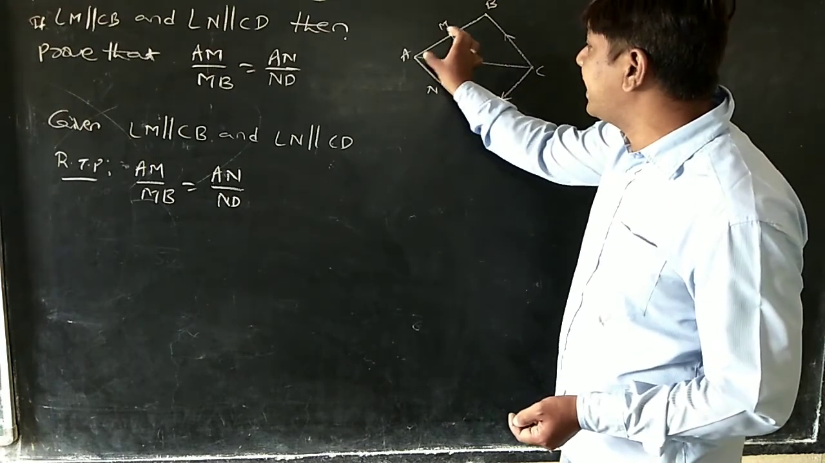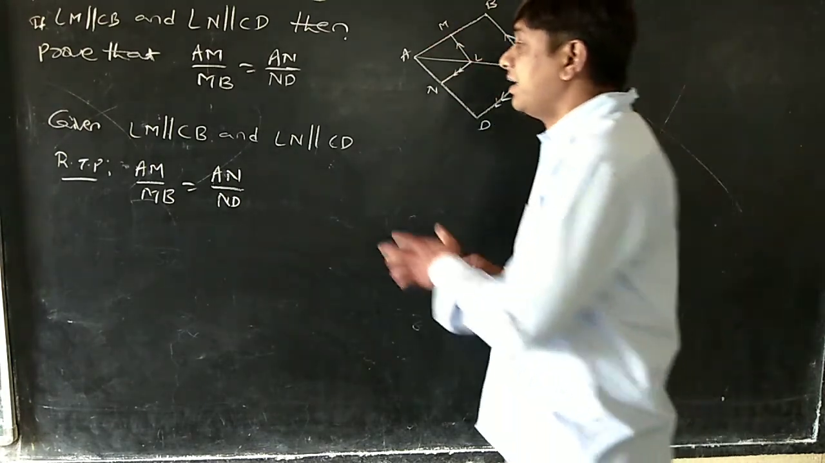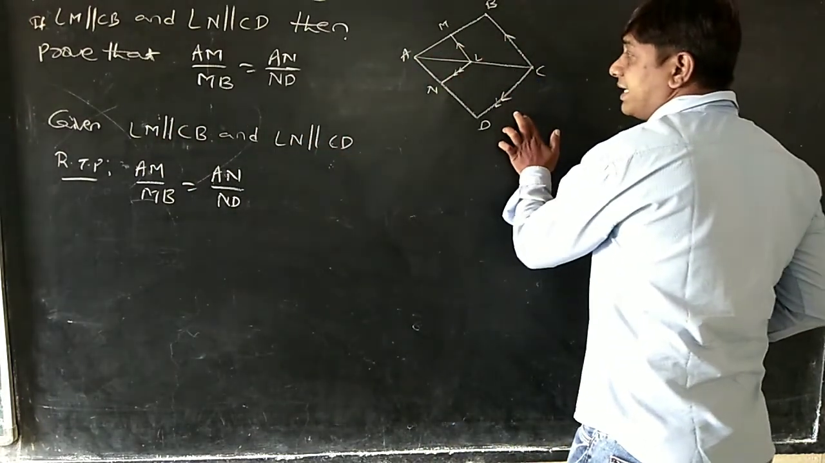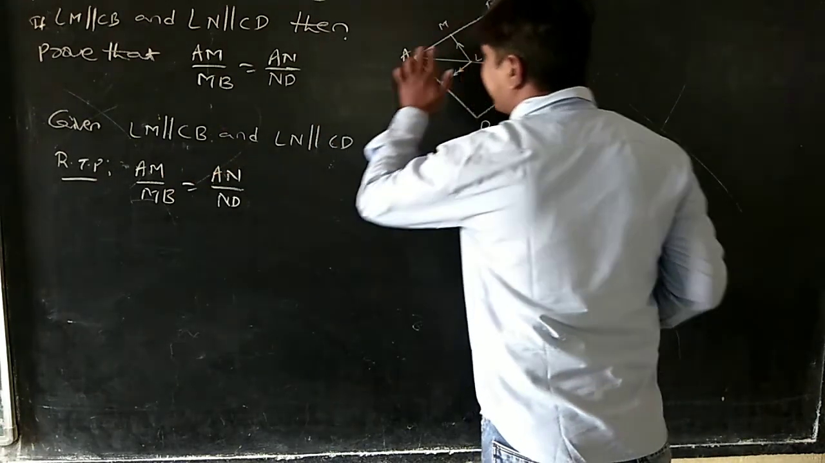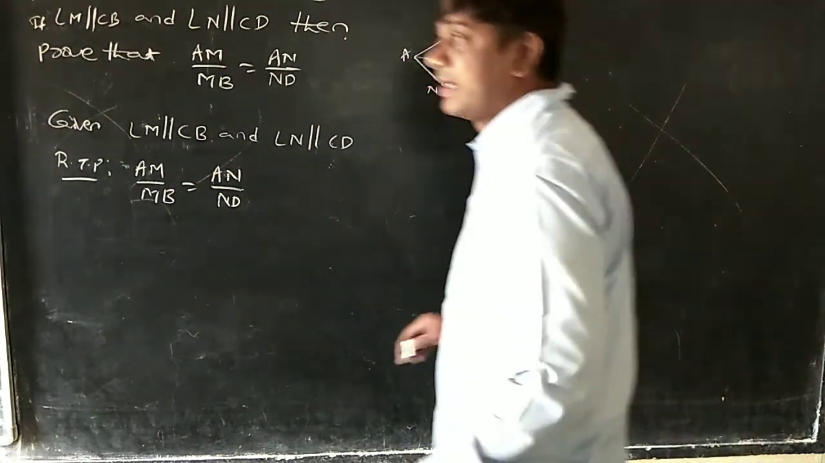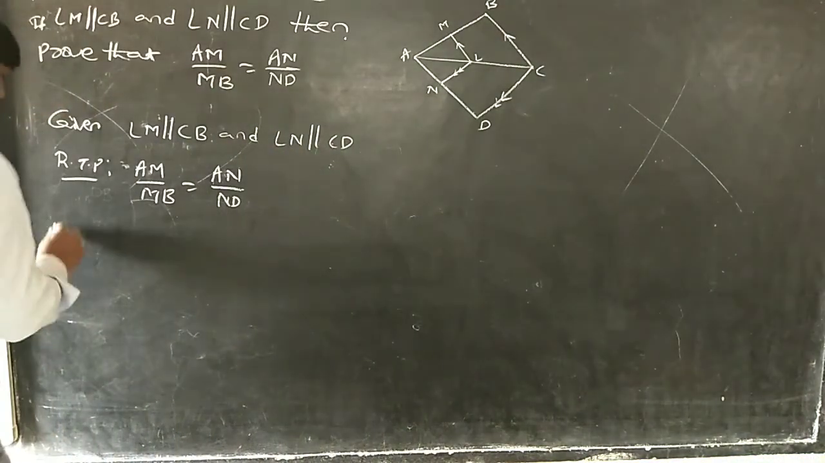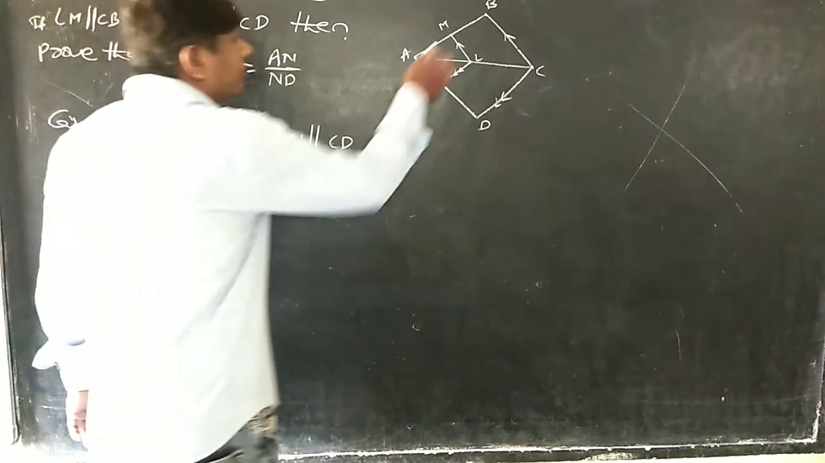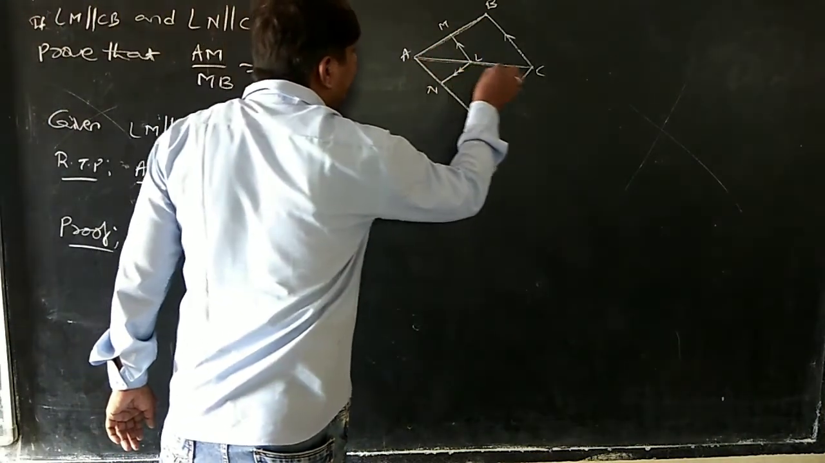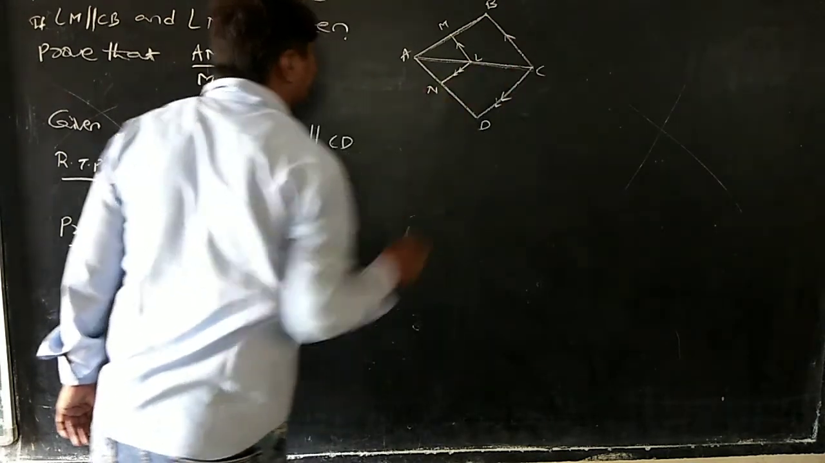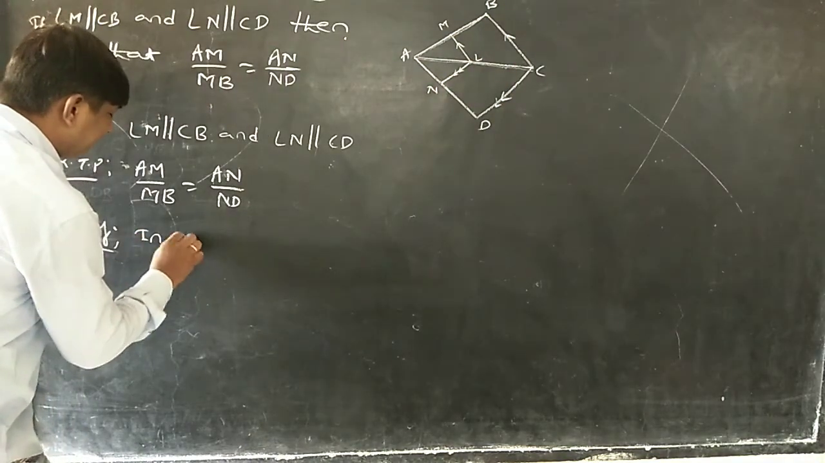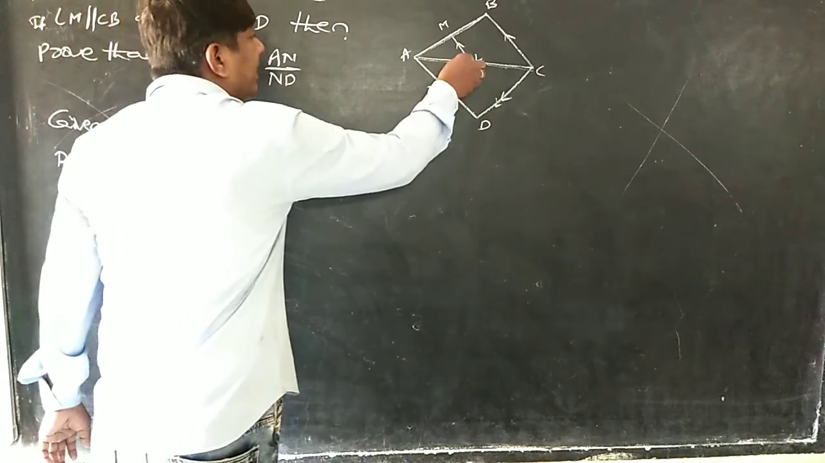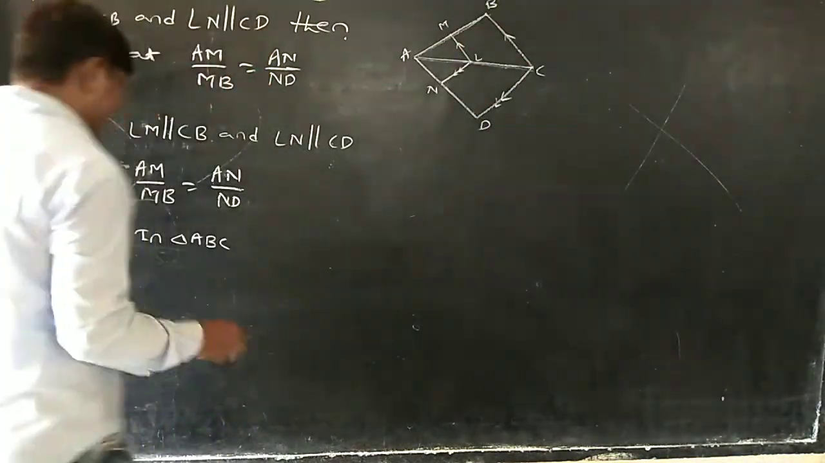In the adjacent figure, LM is parallel to CB, LN is parallel to CD they given. I need to prove AM by MD is equal to AN by ND. Given information is LM parallel to CB, LN parallel to CD. Now required to prove is AM by MD is equal to AN by ND. Now to prove that, first consider this triangle ABC. In triangle ABC, LM is parallel to CB.